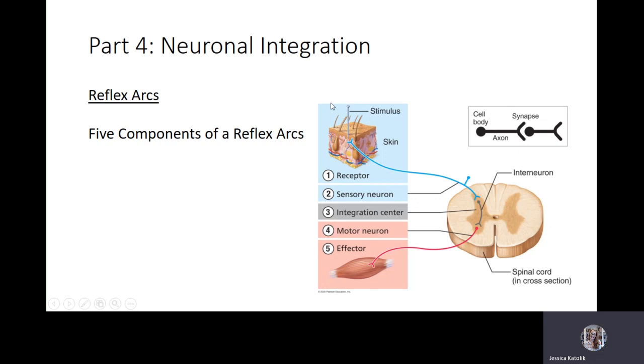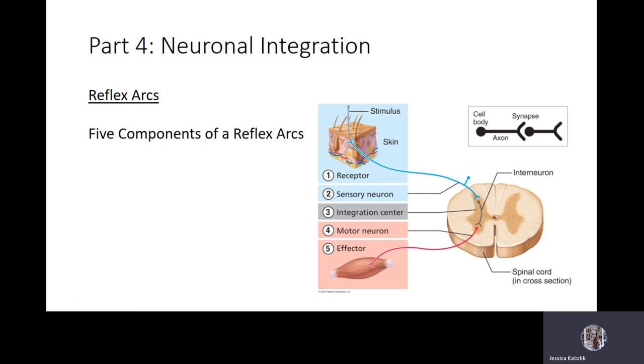Here in this diagram, the stimulus is going to be a pin. So there's some sort of pain that's going to be experienced by the skin. And the skin has nociceptors that will detect that pain and convert that pain into an electrical signal.